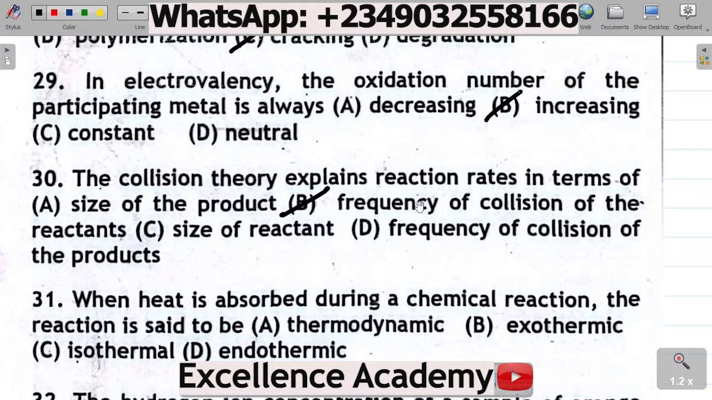Hence the collision theory explains reaction rates in terms of the frequency of collision of the reactants. So the more the reactants collide, the faster products will be formed. That is the concept of the collision theory.